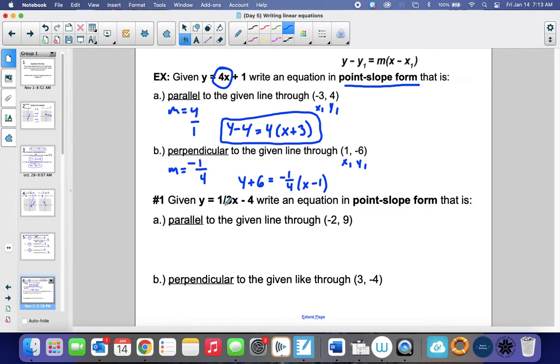Next one, we've been given a new equation. So we've got our slope is 1/3, so a parallel slope would also be 1/3, plugging in your x1, y1. So we've got y minus 9 equals 1/3 times x plus 2. For the perpendicular slope, you'd flip it over, so negative 3 over 1. So you'd have y plus 4 equals negative 3 over 1 times x minus 3. You don't have to write negative 3 over 1. You could have just written negative 3.